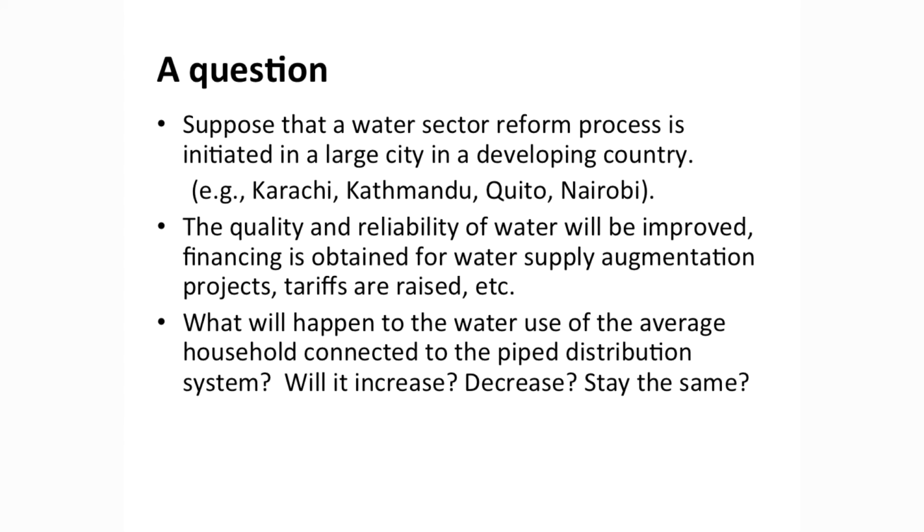In the next series of slides, I will illustrate graphically how changes in water tariffs and household incomes can interact to affect the quantity of water used in a large city in a developing country. Suppose that a water sector reform process is initiated in the city. This sector reform process will improve the quality and reliability of water services provided. Financing will be needed for the investments to augment the water supply and improve water quality. Tariffs will need to be increased to repay these loans. What will happen to the water use of the average household connected to the pipe distribution system? Will it increase, decrease, or stay the same?